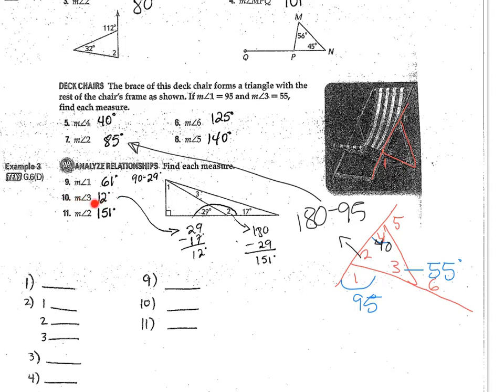Okay, so for number 10, what you can do, you can say angle 3, it's over here. So angle 3 plus this angle are remote interior, and the sum of those two equals the exterior angle. So I can just subtract 17 from 29, and that gives me angle 3. Now for number 11, the measurement of angle 2, that would be the supplement of 29. So subtract 29 from 180, and that's 151.